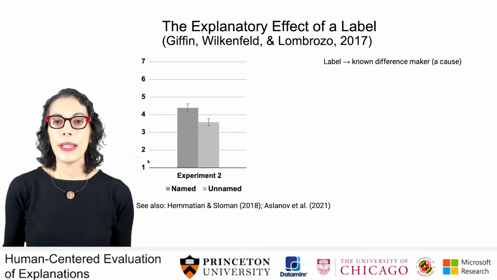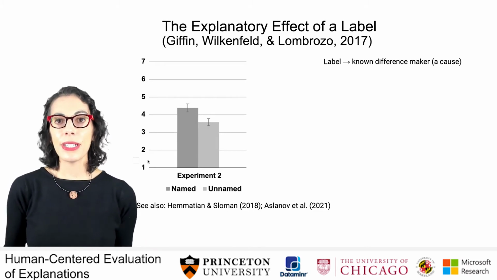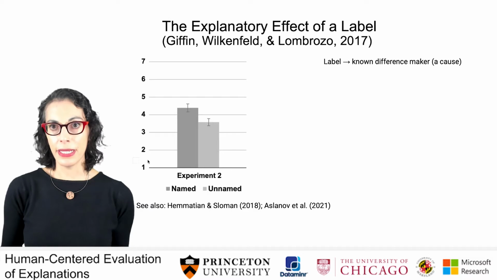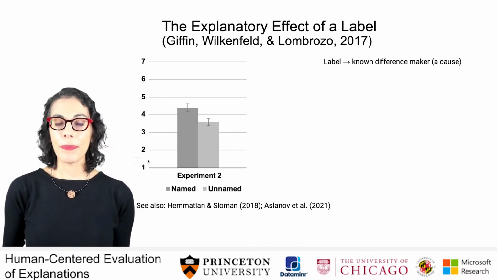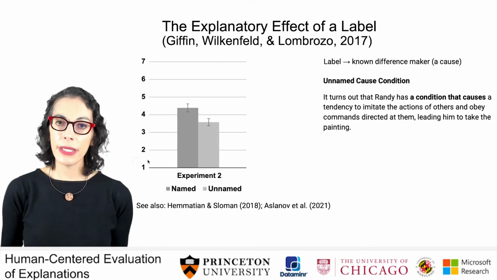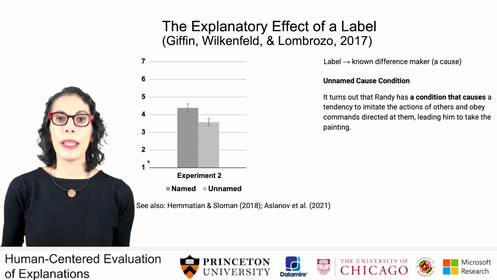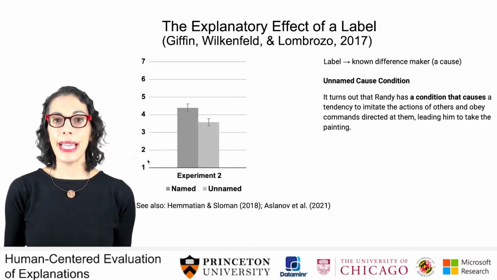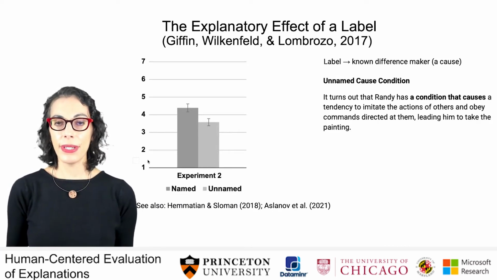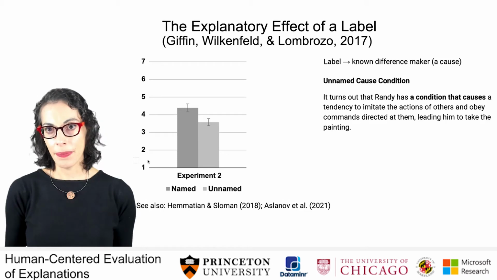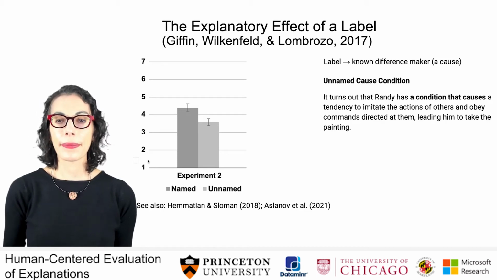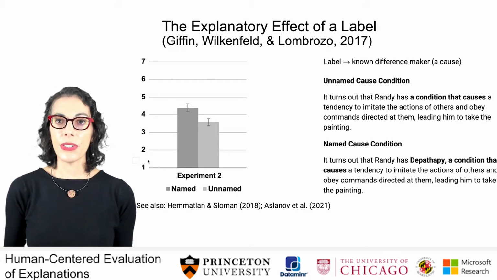To test this, we ran another experiment in which we contrasted an unnamed cause condition with a named cause condition. For example, in the unnamed cause condition, participants read, "It turns out that Randy has a condition that causes a tendency to imitate the actions of others and obey commands directed at them, leading him to take the painting." The named cause condition differed only in including the label dipathy.